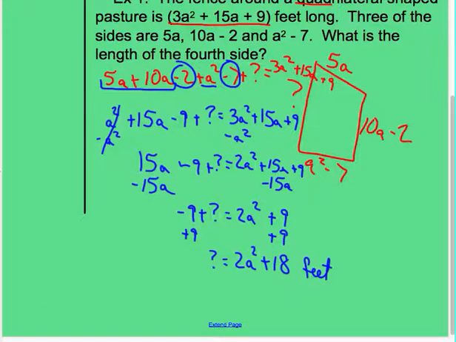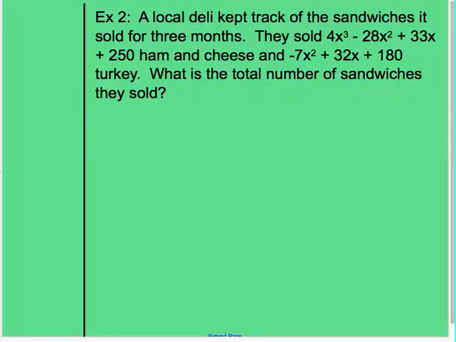If that didn't make sense, let's try one more, and hopefully just seeing a second example will make a little bit more sense. So we've got a deli keeping track of sandwiches. They sold 4x cubed minus 28x squared plus 33x plus 250 ham and cheese, and negative 7x squared plus 32x plus 180 turkey sandwiches. We want to know the total number of sandwiches they sold. So total hopefully makes you think, add those two amounts together to get the total.